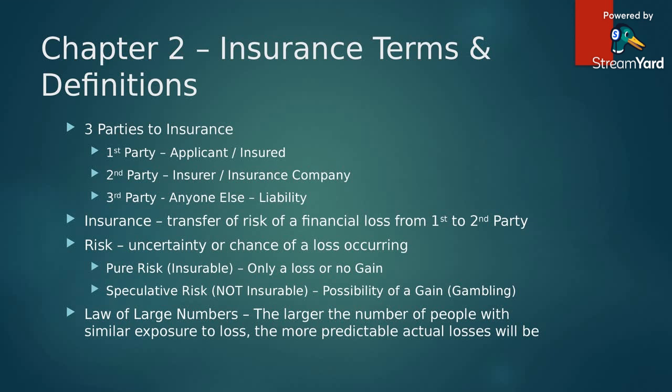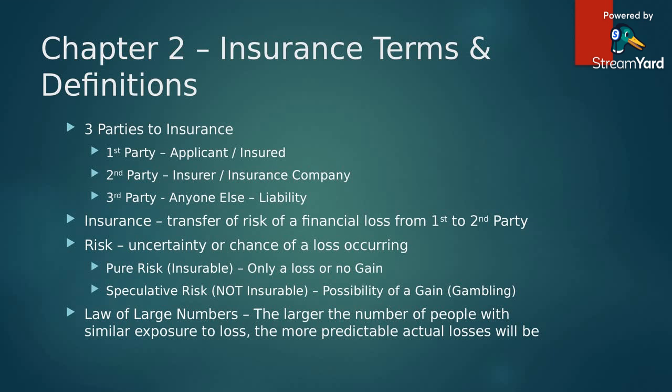So there are different parties to the contract and to insurance. And the first party is going to be the person that wants to not pay that big bill, right? So this is called the first party. Typically, this is associated with the applicant or the insured.